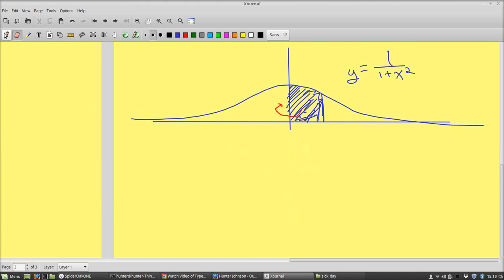Okay, using cylindrical shells. So we know that we've got to integrate from 0. We've got to decide what this is. What do you want to use? 3? So let's do the integral from 0 to 3 of 2 pi x 1 over 1 plus x squared dx.